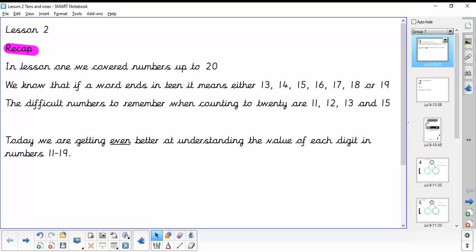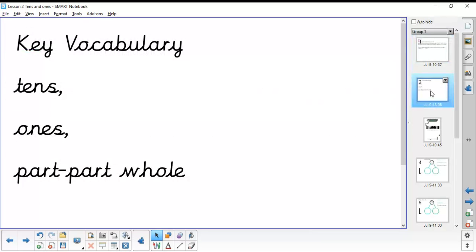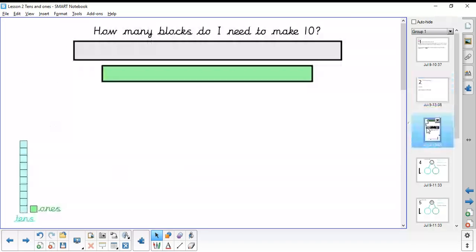Today's lesson, we're going to be getting even better at understanding the value of each digit in numbers 11 and 19. The key vocabulary that you need to remember are tens, ones, and part, whole. It will make a lot more sense as we go through the lesson.